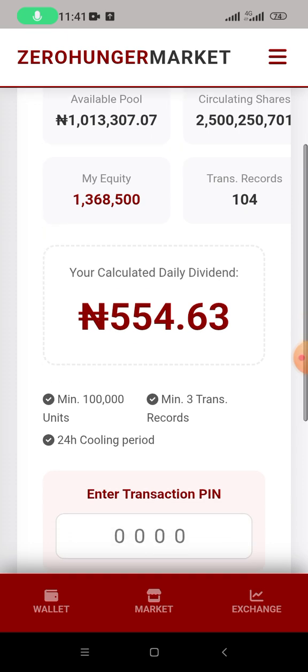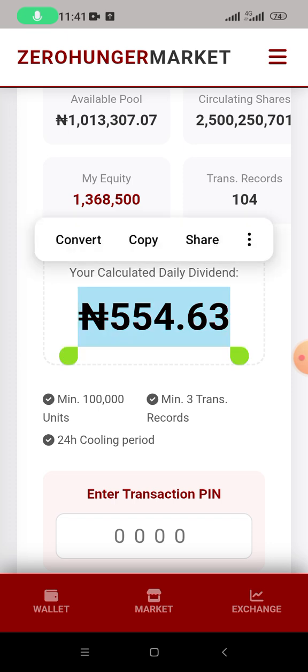This transaction record is very important. So I want to tell you another strategy. Tell yourself how much you want to be earning every day. The more units you buy, the more you see that this is increasing. It is increasing based on the number of units that you have. So you can just keep buying units depending on how much you can afford. The minimum for claiming dividend every day is 100,000 units.